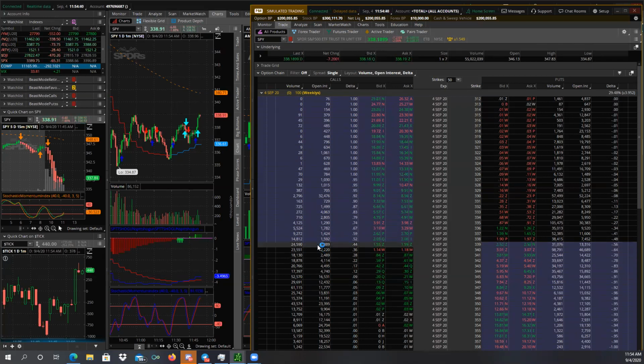The left-hand side is what we call calls. You're essentially buying it, and when the share price increases in value or goes up, we profit from that. When the share price decreases in value or goes down, we want to trade puts, and we can make money from that.